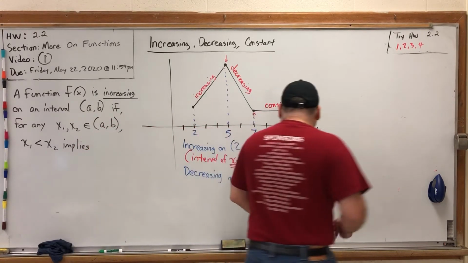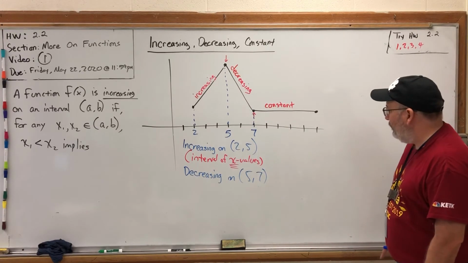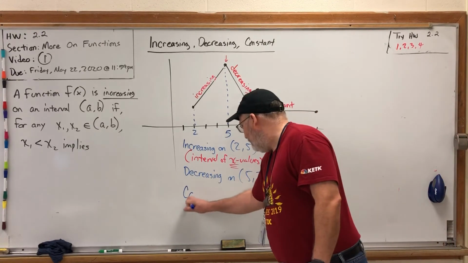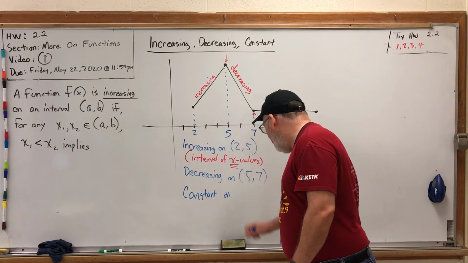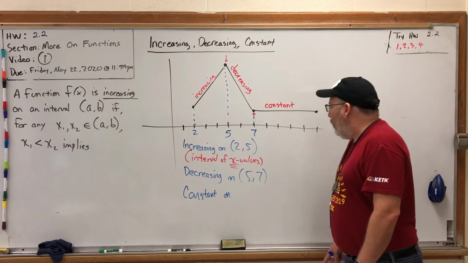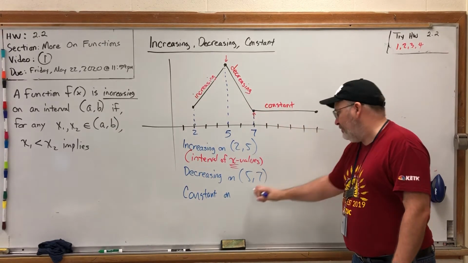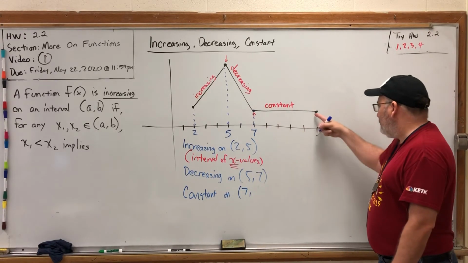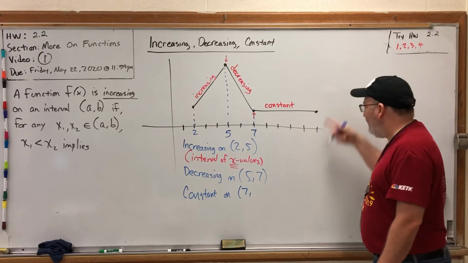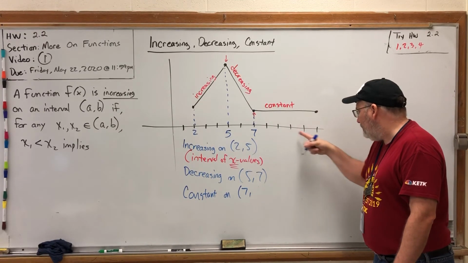So guess how we're going to describe what happens over here? We're going to say the same thing. This graph is constant on some interval. At what point does the graph start being constant? This one. So it starts being constant at x equals 7. And the graph ceases to be constant over here. 7, 8, 9, 10, 11, 12.